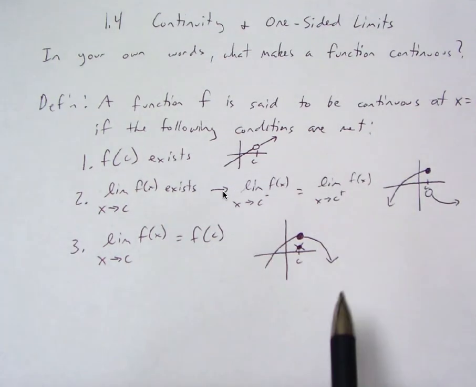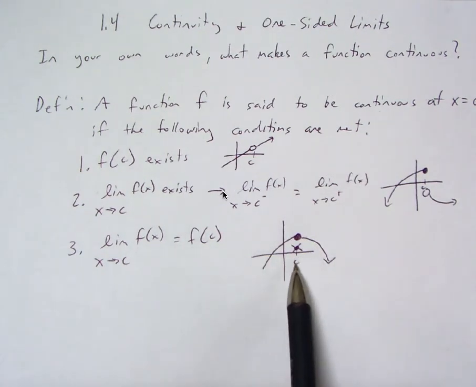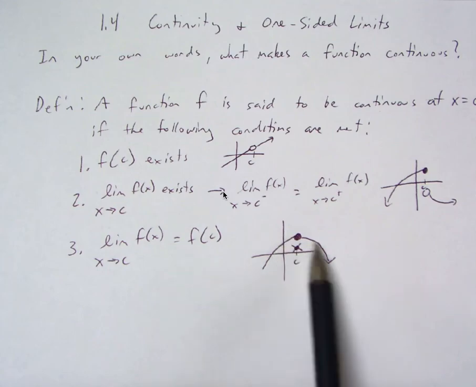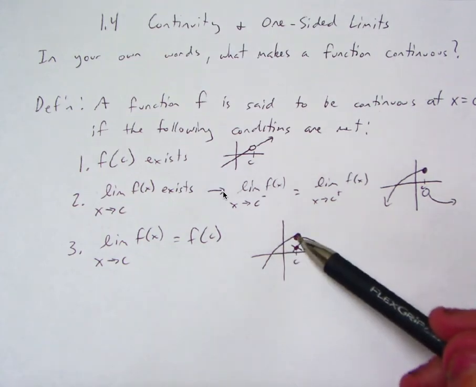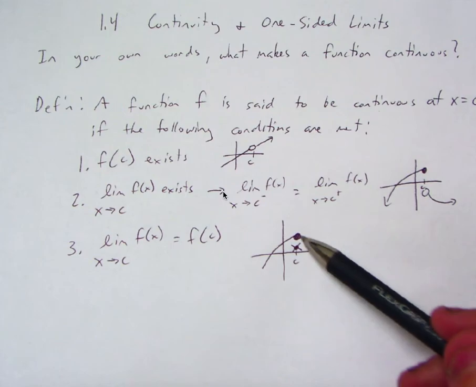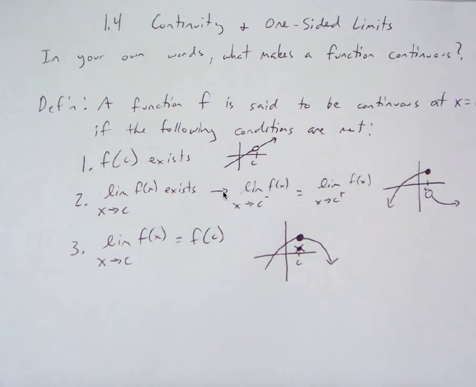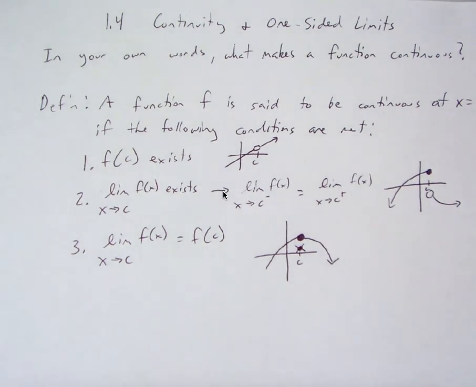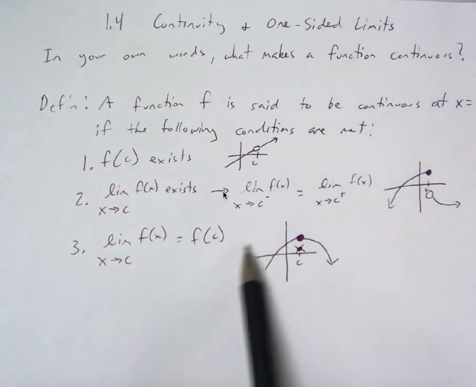And then you can see we've met all the conditions. The function exists here, the limit exists there, and the function is equal to the limit. And so we have continuity right there at that point. And if a function is continuous at every single x value in the interval, it has to be a continuous function.